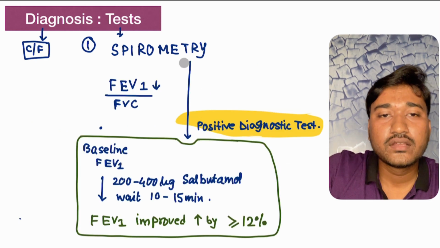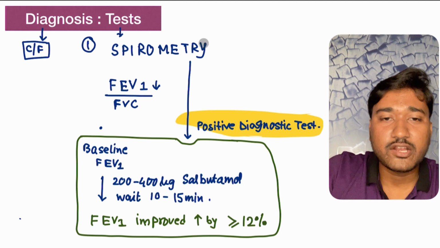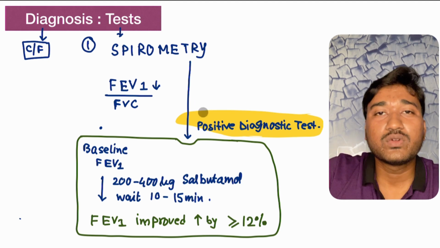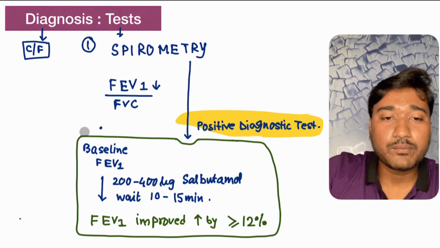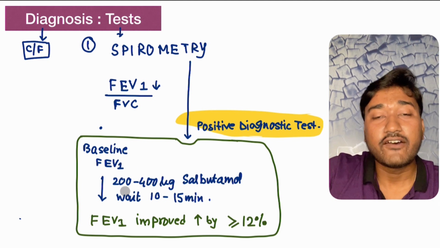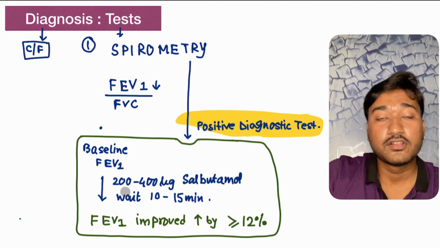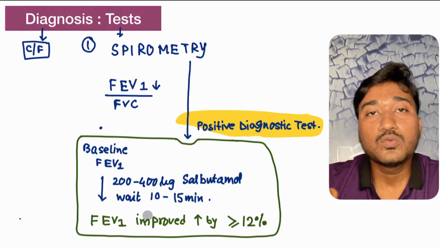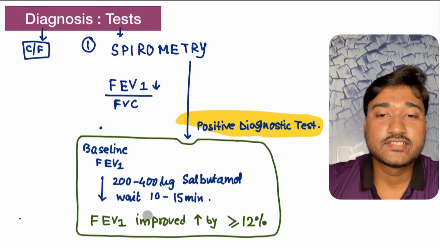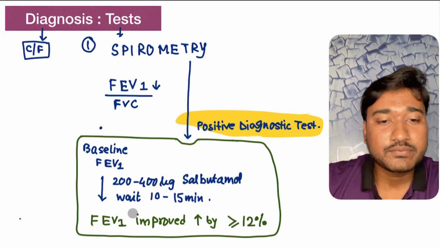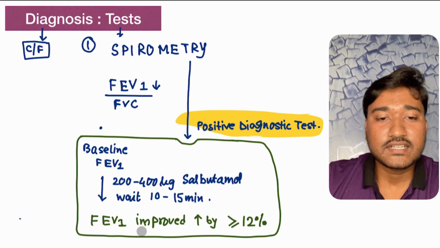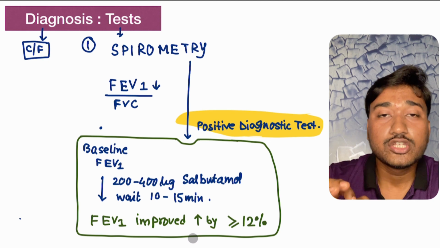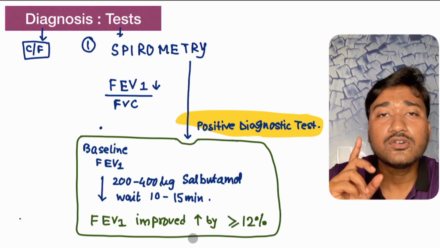So when you are doing spirometry, what is called a positive diagnostic test as per GINA 2024 guideline? You have to do the baseline FEV1, and after that we have to give salbutamol, the dose is 200 to 400 microgram, and you need to wait for 10 to 15 minutes for it to work. After that, once again you have to measure the FEV1, and if the FEV1 is improved by more than or equal to 12%, this is diagnostic of asthma.